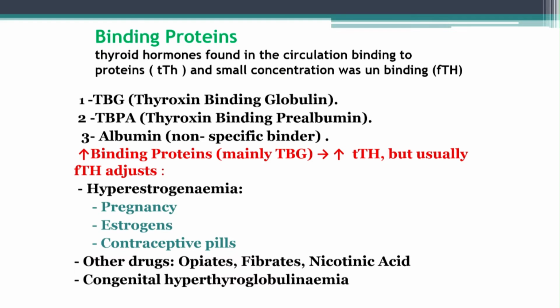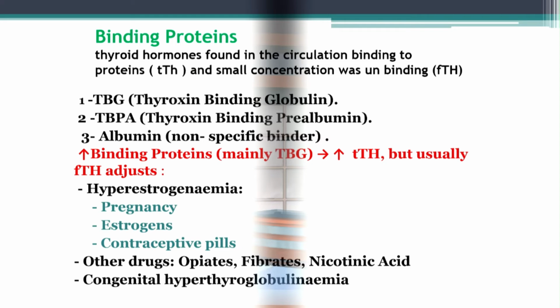Binding proteins. Thyroid hormones are found in the circulation bound to proteins, and a small concentration is unbound, which is called free thyroid hormone. The binding proteins are thyroxine-binding globulin, thyroxine-binding prealbumin, and albumin. An increase in binding protein results in an increase of total thyroid hormone, but usually the free thyroid hormone adjusts.